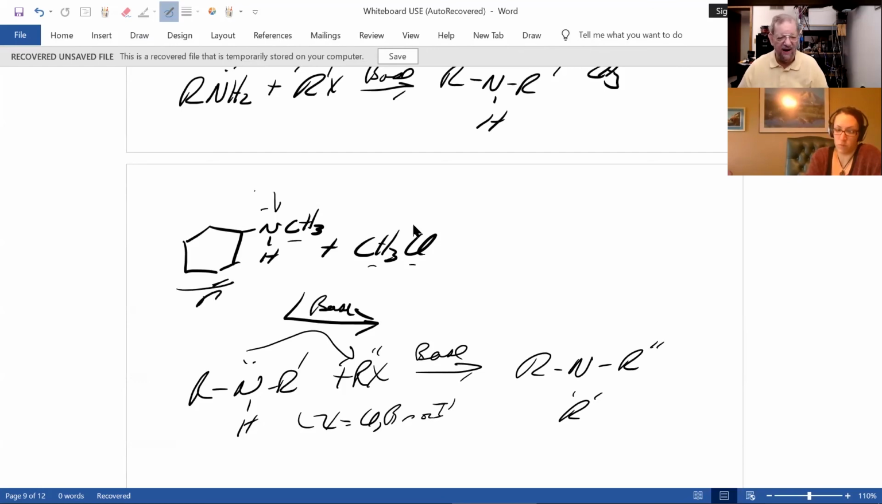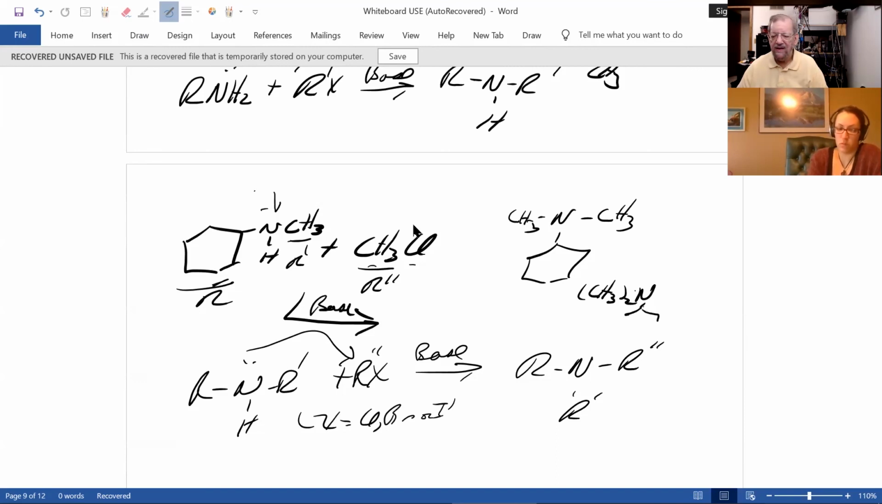One of these I call R. Here I could call this R prime. And this methyl group is R double prime. And one way of drawing this molecule would be this way. And I could have also drawn it this way. And this is the molecule. And this would be dimethyl cyclohexylamine. I haven't talked about it, but we call that a cyclohexyl group.